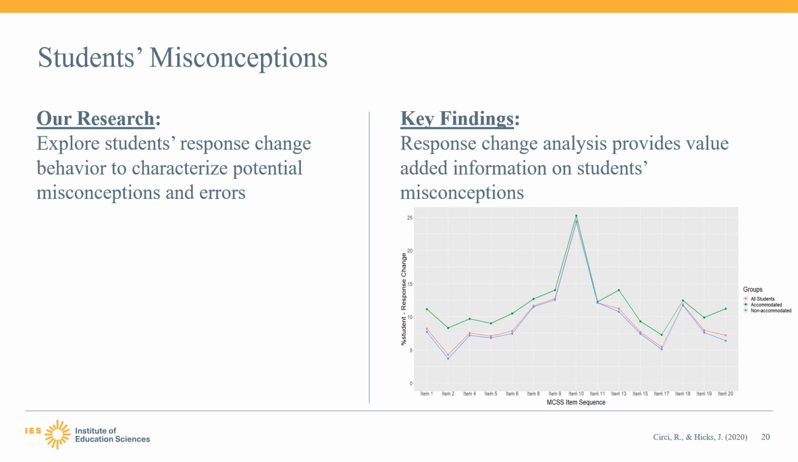Looking at the graph, the x-axis shows the item sequence for a block of items, and the y-axis shows the percent of students who change their answers at least once. You can see from the green line that across all items, accommodated students changed their answers more compared to non-accommodated students.